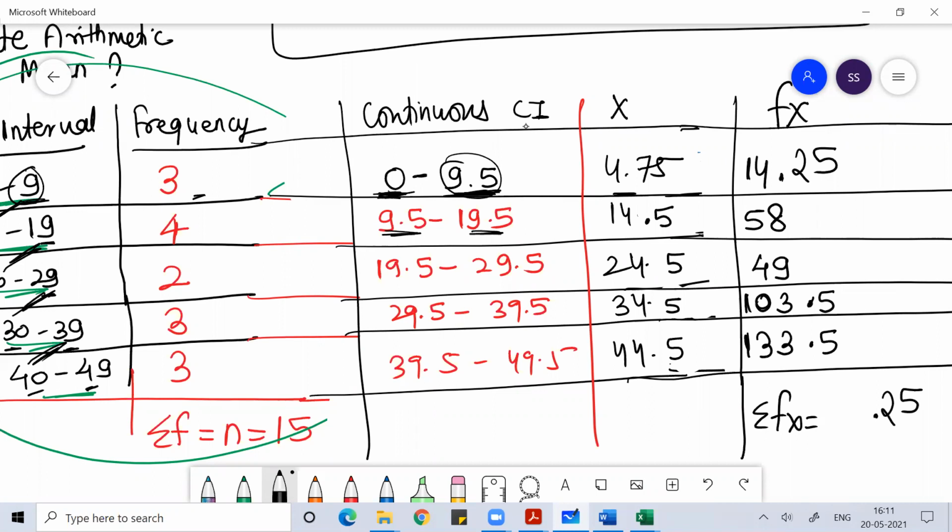24 plus 4, 28, 2 carry. 5, 7, 8. 8 plus 4, 12. 12 plus 3, 15. 1 carry, this is 358.25. See if this is correct or not.